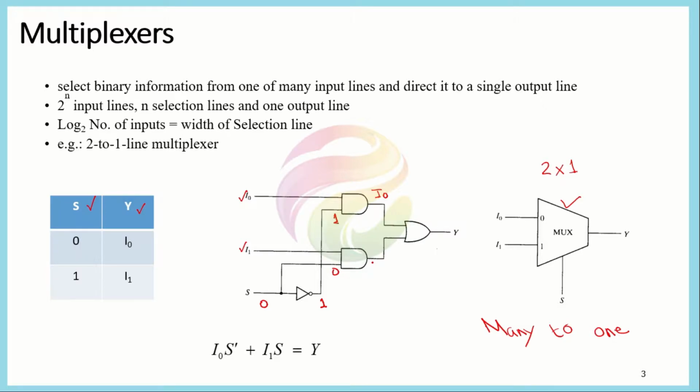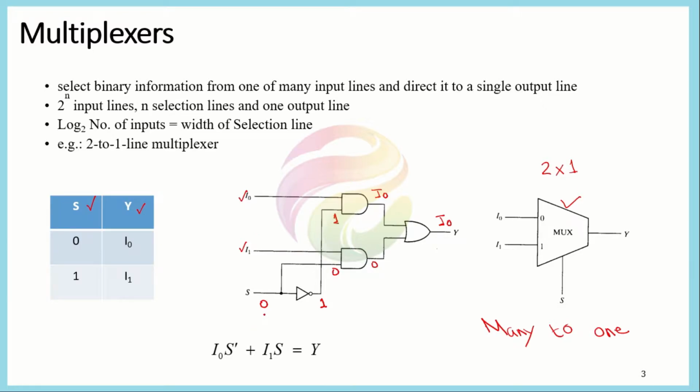the result of the other AND gate will always be equal to 0 because of this 0. So we will get I0 at the output. In this way, when the selection line value S is equal to 0, we will be getting I0 at the output. So it means that Y is connected to the first input of the system.